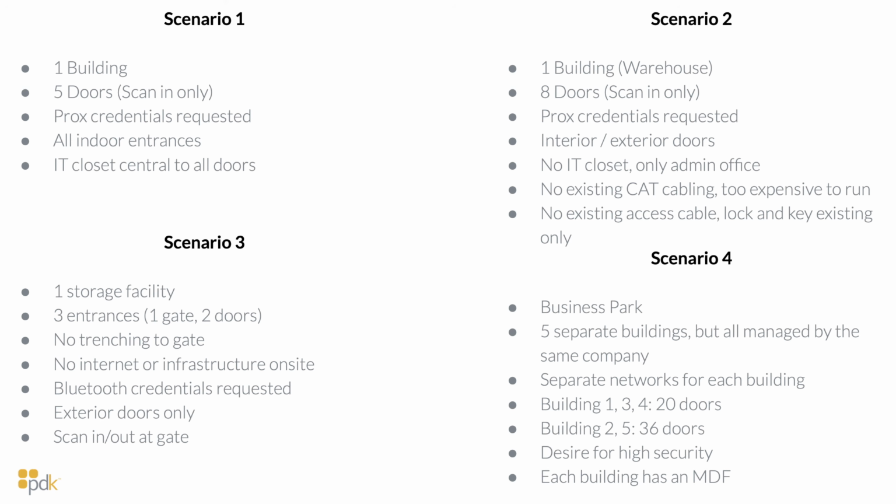I don't see anything coming through yet, so I'm going to give people a few minutes to type things out. Go ahead and start with scenario 1. Again, we have one building, 5 doors, prox credentials, all indoor entrances, and an IT closet central to all doors.